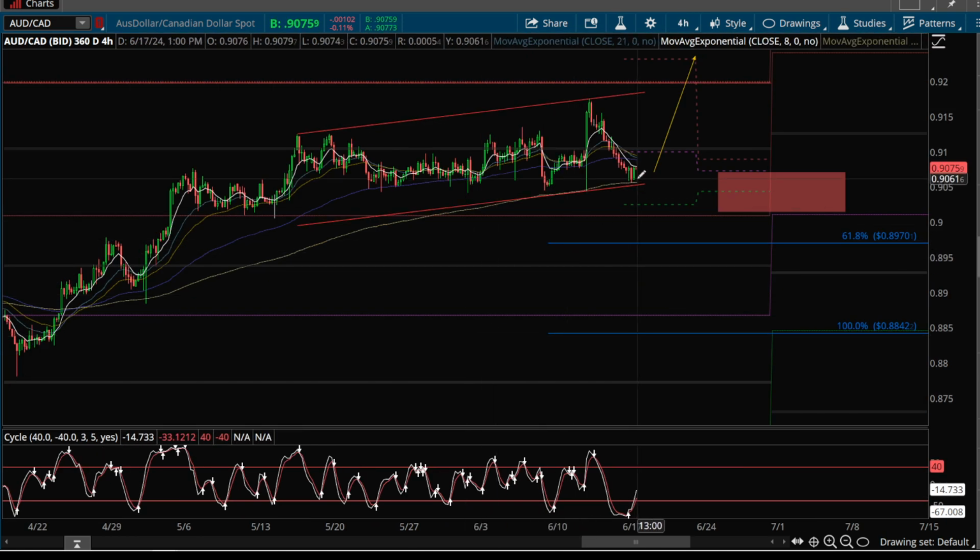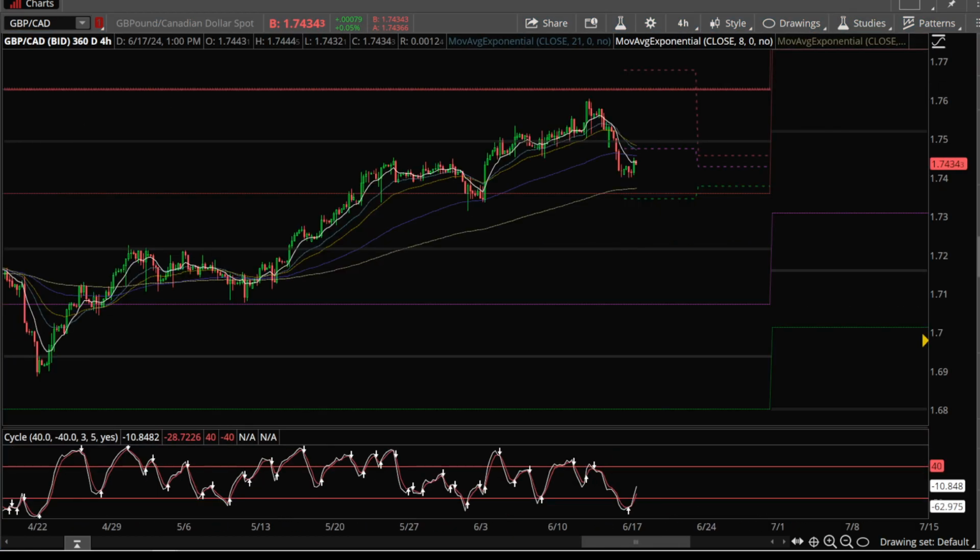And I like the fact that you're sitting on your 200. But if you do see any 4-hour double bottoms, a 4-hour double bottom with divergence, and then you close above the 8, that's a nice trade. All right, so we like that. We like pound CAD.